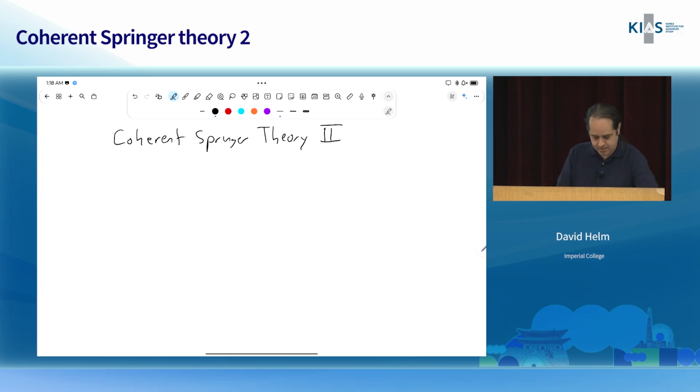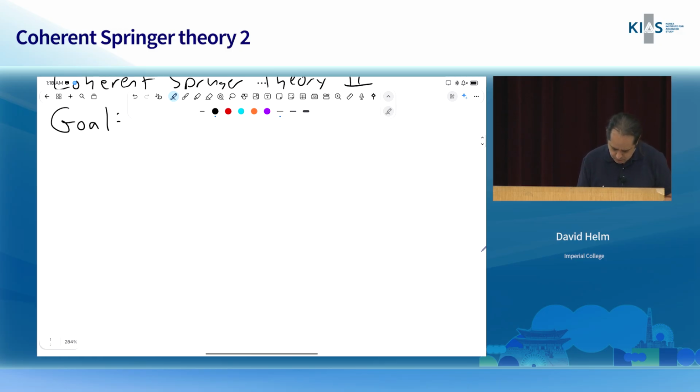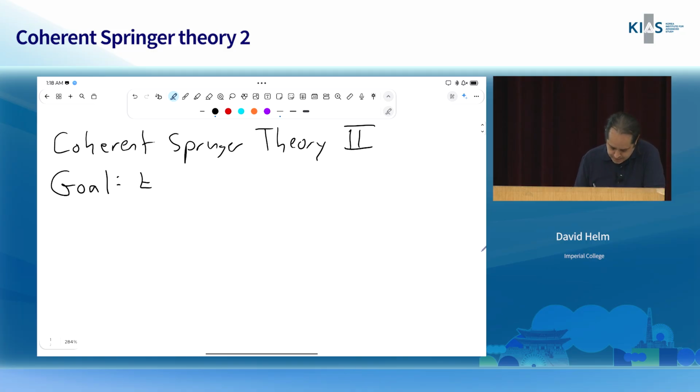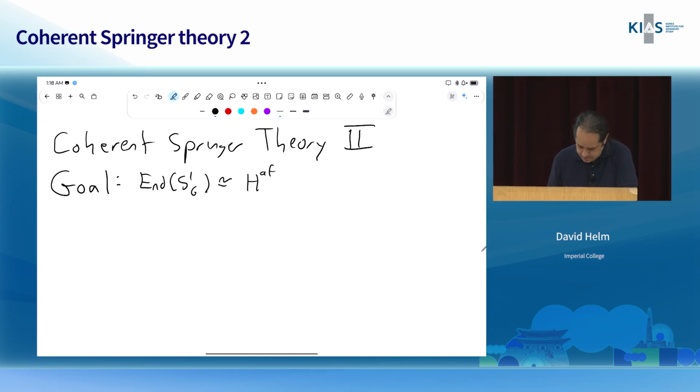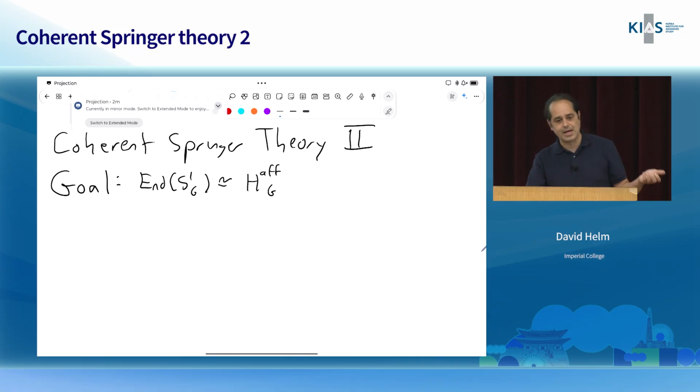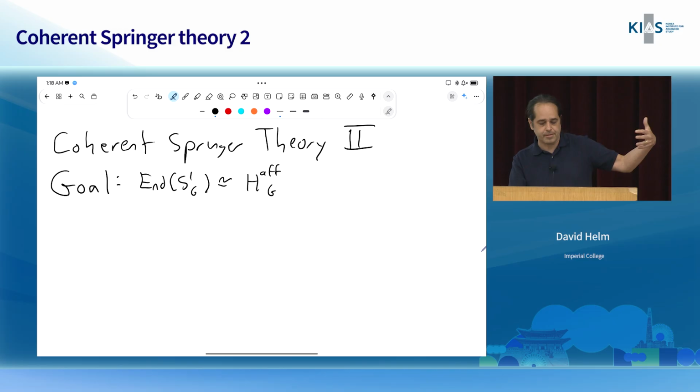Sorry about the delay. Right, so let's start by remembering where we were when we left off. Our goal was basically to prove that the endomorphisms of this coherent Springer sheaf were isomorphic to the affine Hecke algebra as a DG algebra. And as we saw last time, that would actually prove a categorical local Langlands correspondence for the Iwahori block in the setting we were working in.